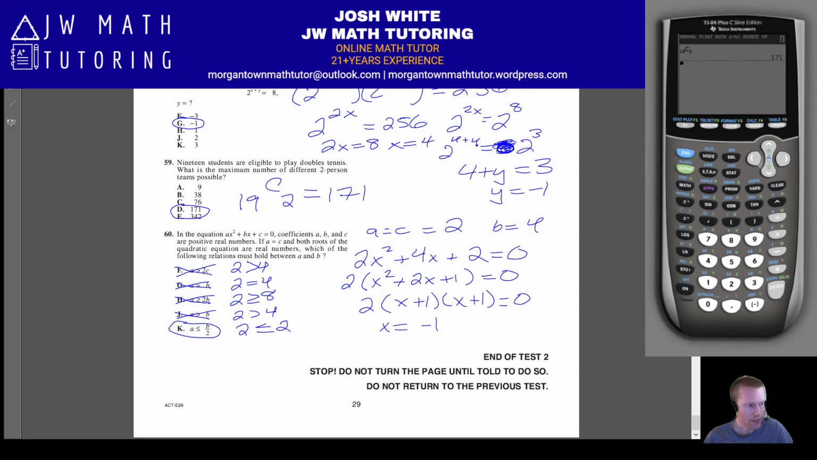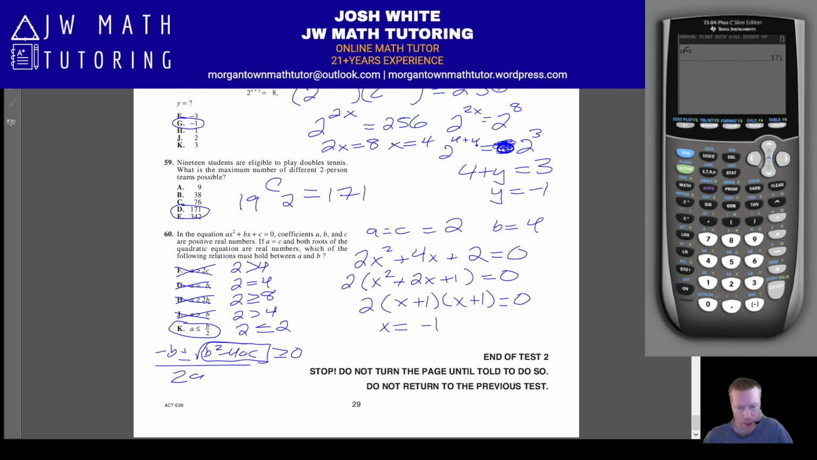So that's what I think is the easiest way to solve the problem. Now I'll show you the theoretical way that you could have gotten the answer. If you think about the quadratic formula, negative b plus or minus the square root of b squared minus 4ac, all over 2a. The problem tells us both roots are real numbers.